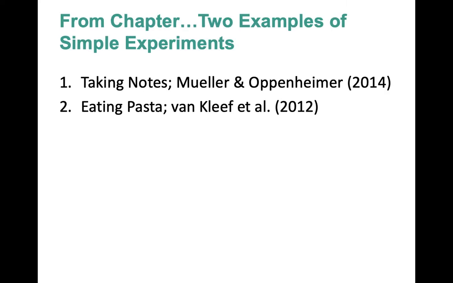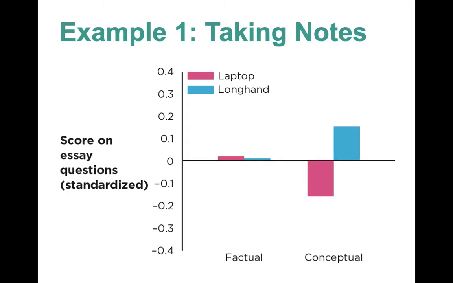So the two examples from the textbook that I want to talk about were a study on note-taking by Mueller and Oppenheimer, as well as eating pasta. And again, I'm going to just give these examples of these experiments to give you a sense of what an experiment looks like, but I'll also be referring to these experiments and these examples throughout the lecture as a way to illustrate the concepts. So here's the first one.